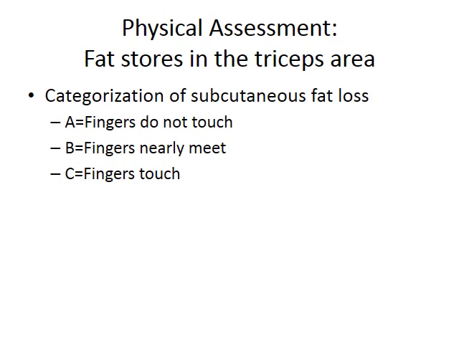Fat loss of the tricep area can be categorized as A, the fingers do not touch, B, the fingers nearly meet between the fat pad, or C, there is significant fat wasting and the fingers touch.